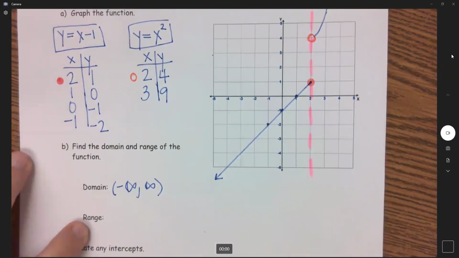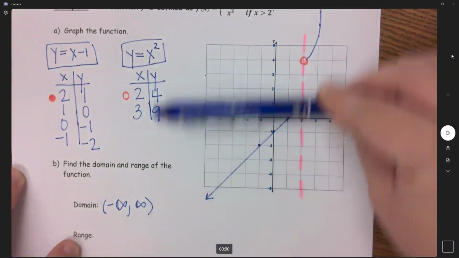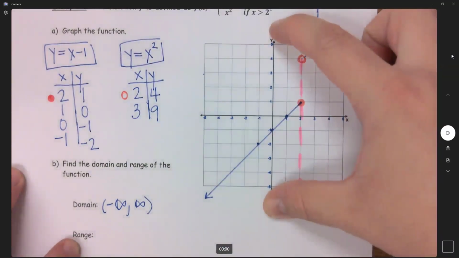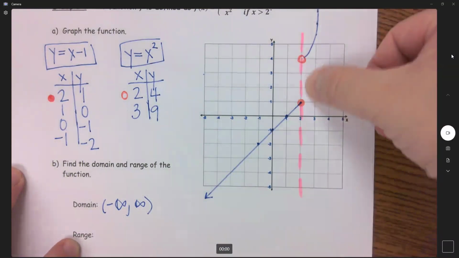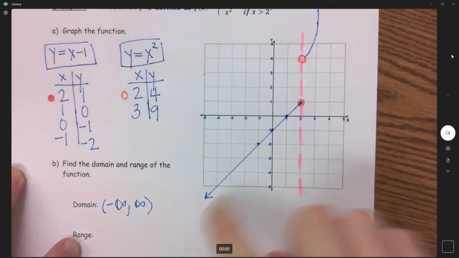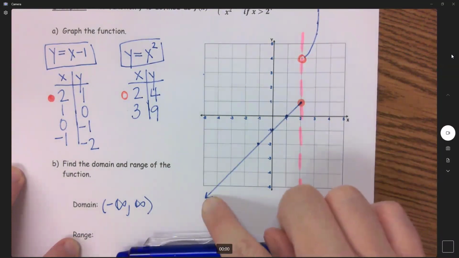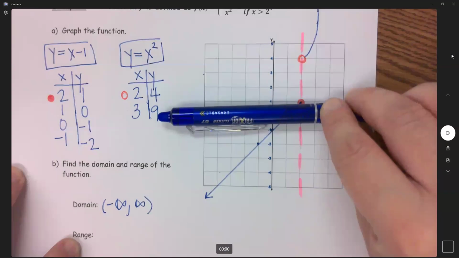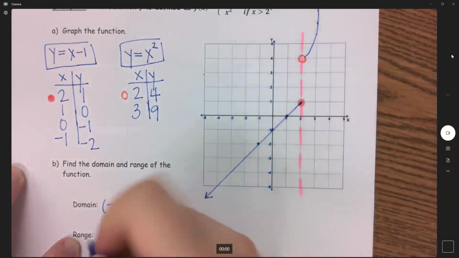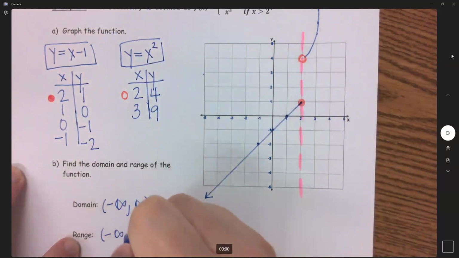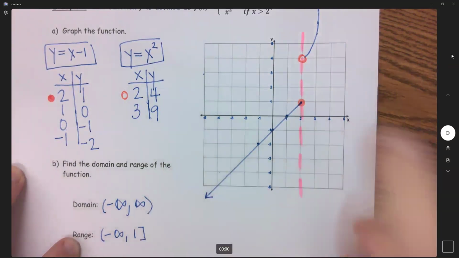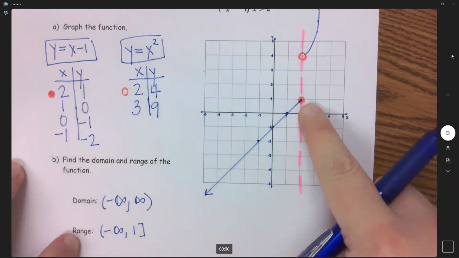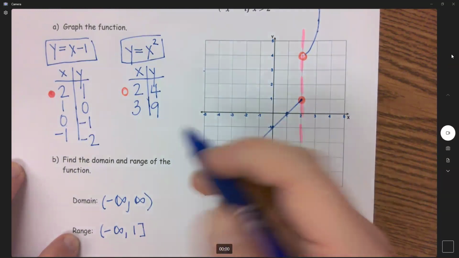Now my range will be different. As we go from the bottom to the top, talking about these y values here, we do have a break in those y's. So this bottom portion here will be negative infinity all the way to, we have a y value right here at 1. And that 1 is a closed solid circle, so we have a bracket.